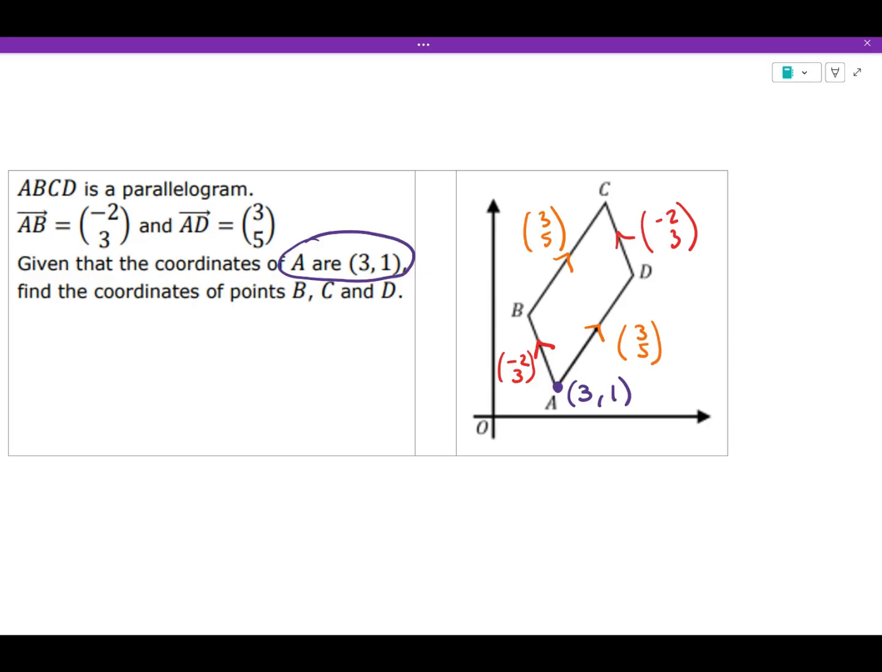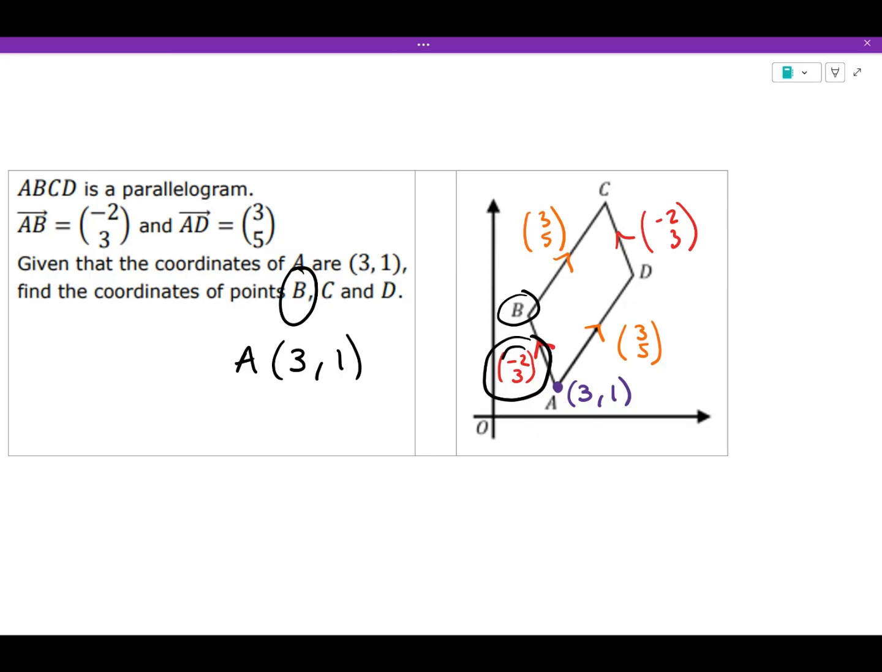So if we're starting at A, because that's the point we actually have coordinates of currently, and I wanted to get the coordinates of the point B, which is this point here, I would need to know how we get from A to B. Because if I knew how I got from A to B, I could add that onto the coordinates of A, and then I'd have the coordinates of B. Well, the coordinates of A are 3, 1, and how we get from A to B is negative 2, 3. That's 2 to the left and 3 up. All I need to do is add those values onto my coordinates, and I'll have the coordinates of B.